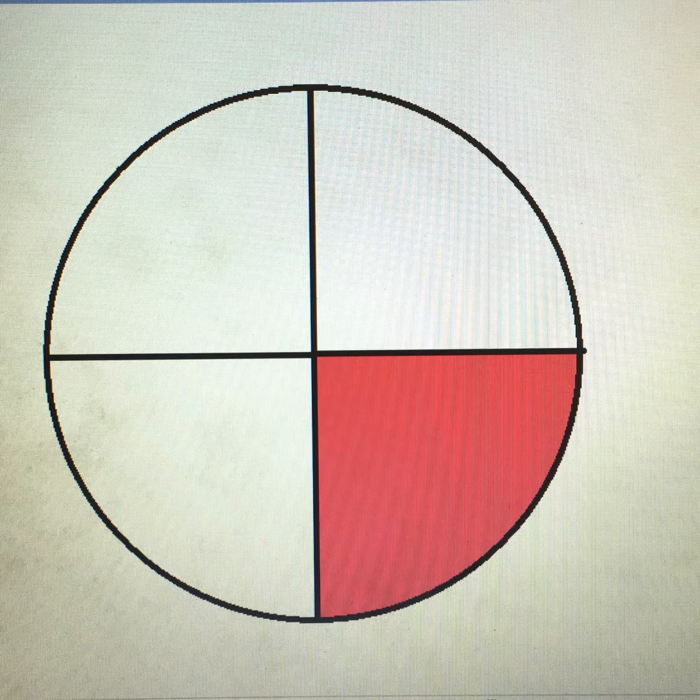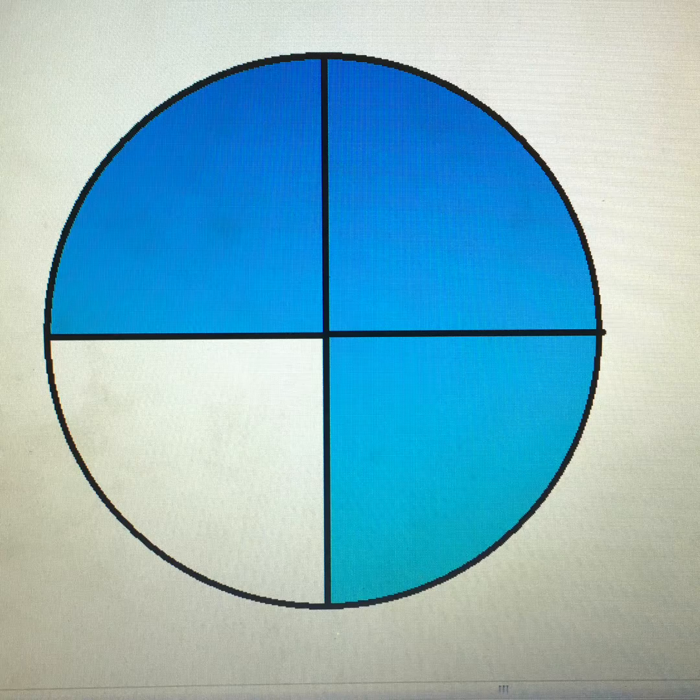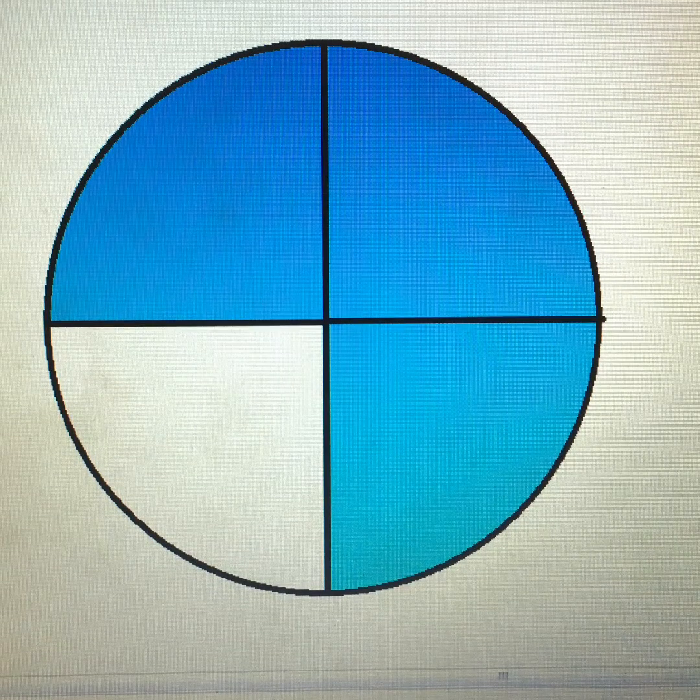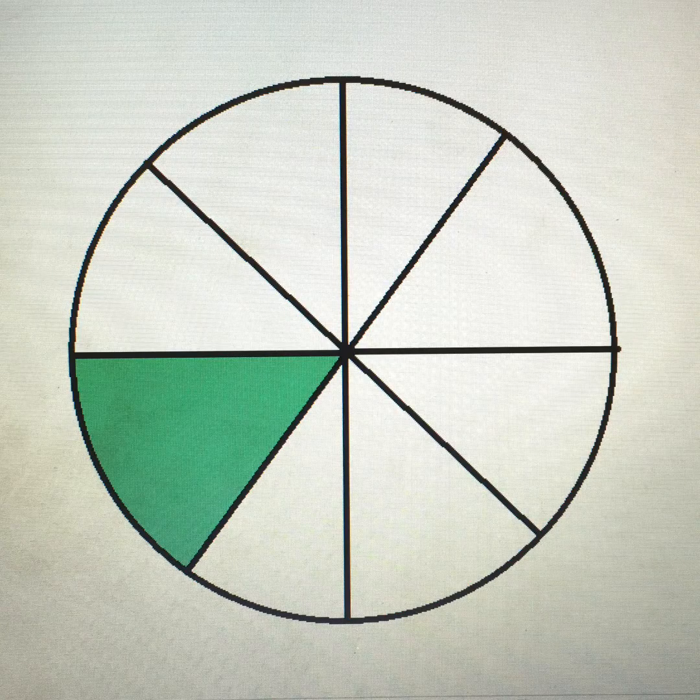Number two, what fraction of this shape is shaded in? So this shape is split into four equal parts and one of those equal parts is coloured in. So this represents 1/4. Number three, hopefully you can tell me that this is 3/4. My shape is split into four equal parts and three of those equal parts are coloured in. Number four.